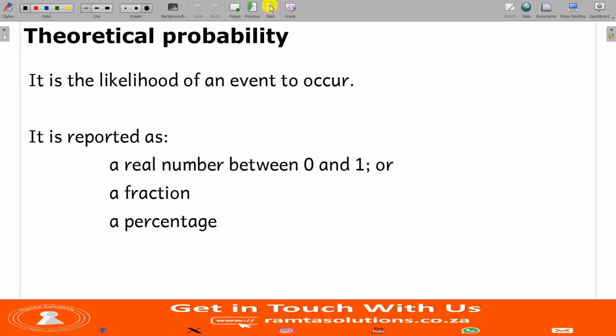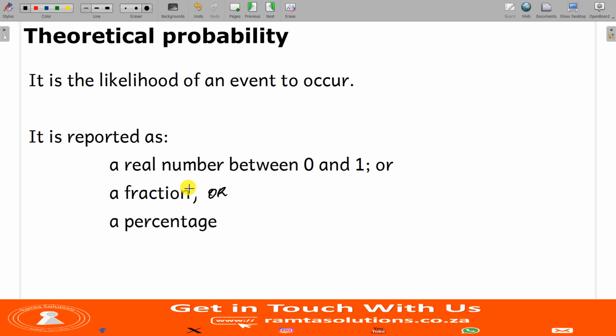Theoretical probability, or simply probability, is reported as a decimal number, or rather a real number, between 0 and 1, meaning it ranges from 0 point whatever to 1. You can also report it as a fraction, or as a percentage.